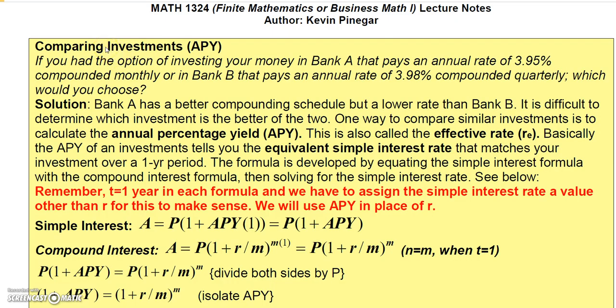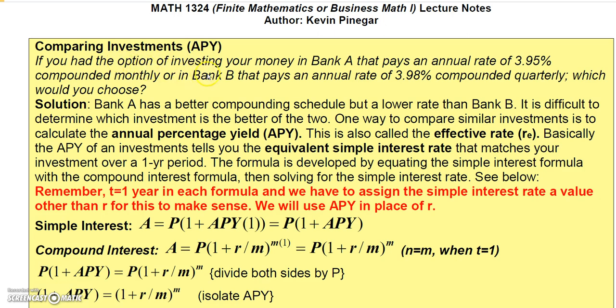Now, one of the things that we need to talk about in this section is called annual percentage yield, which is APY. And annual percentage yield allows you to compare two different investments that may have different compounding schedules and different interest rates.